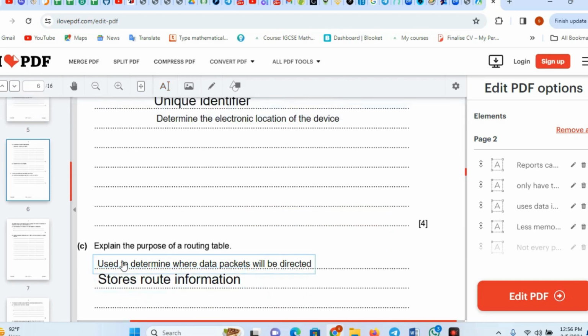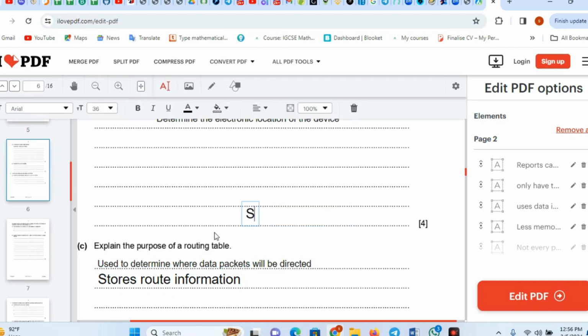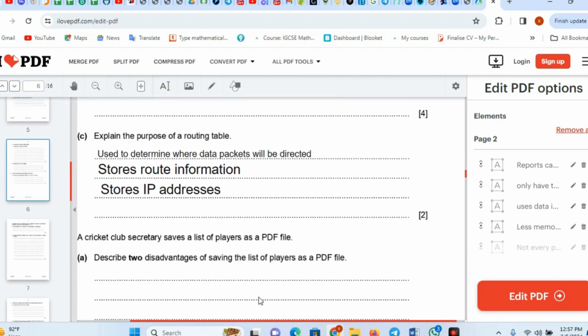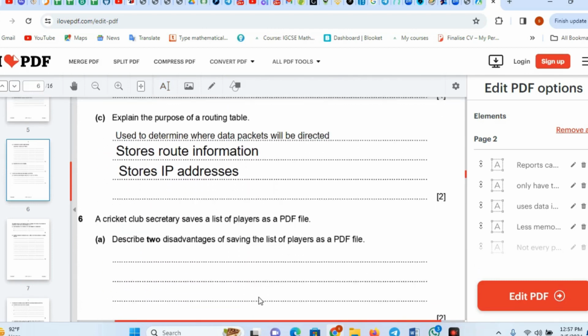Then three, it also stores your IP address, or addresses, whichever one you want to do. Like this, if we are using more than one IP address, just like I asked you to test a VPN and try and change your location, it will record all your IP addresses. All right, so let's go to question number 6.